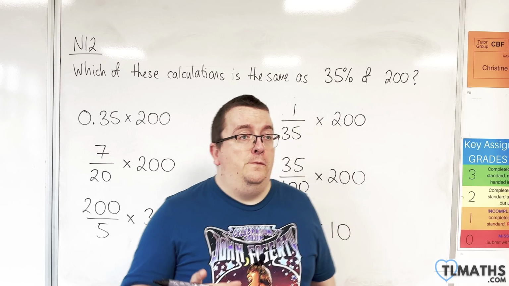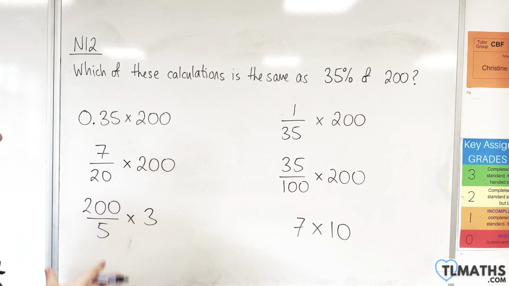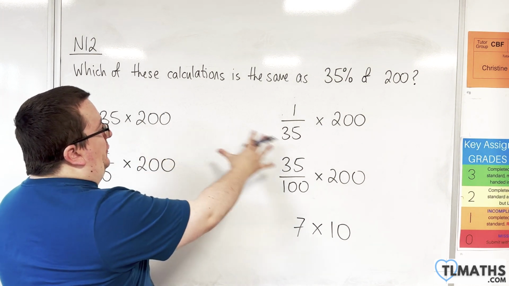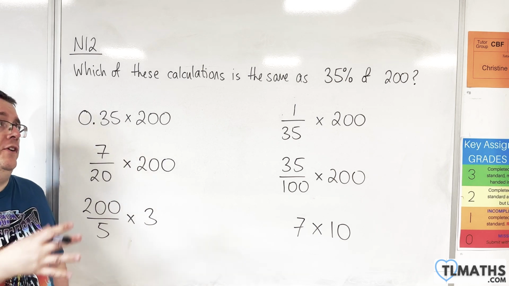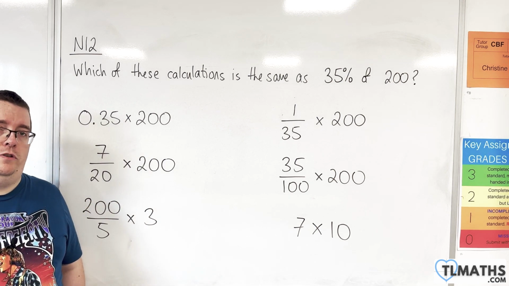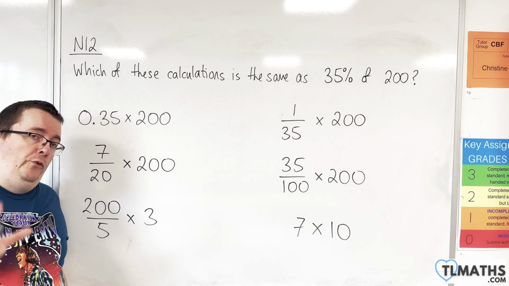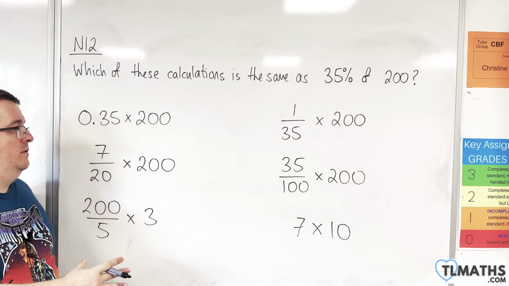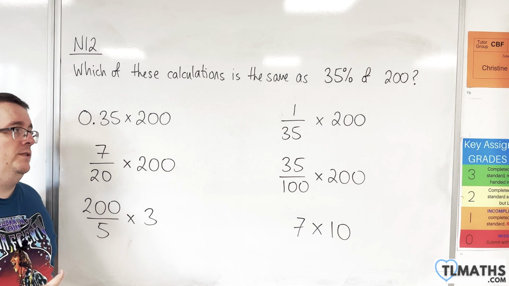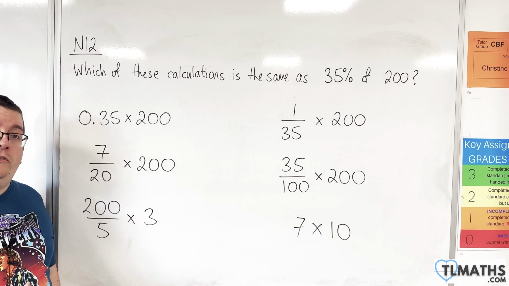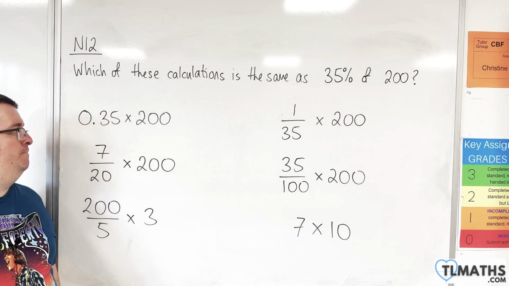So in this video, we're going to be looking at which of these 6 calculations here are the same as 35% of 200. So you might want to pause the video here, have a little think, see if you can figure out which ones are the same as 35% of 200, and then play the video to see if you're right. Okay?